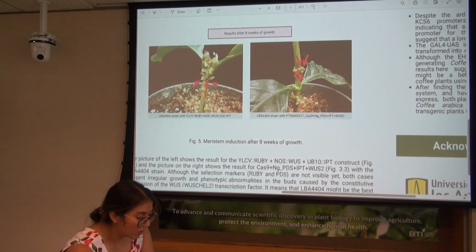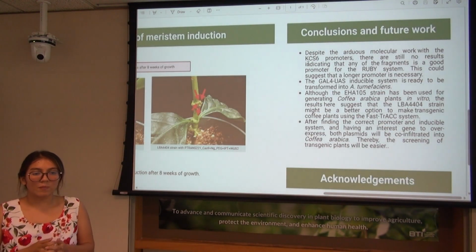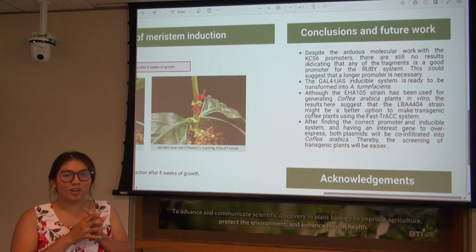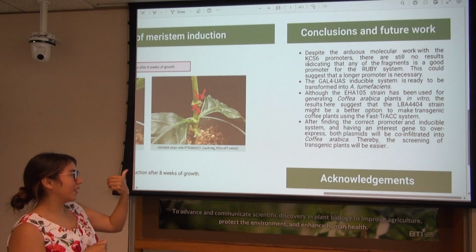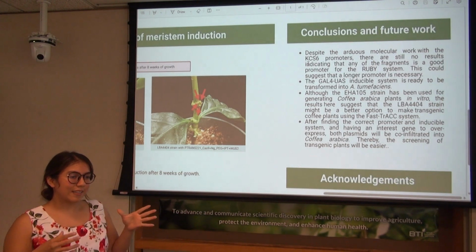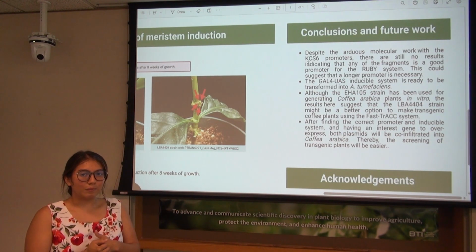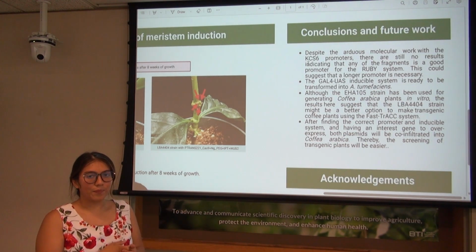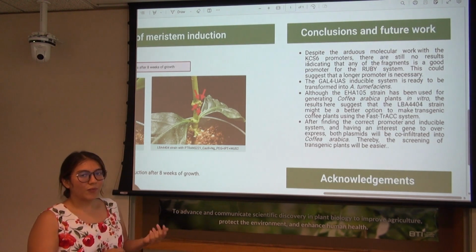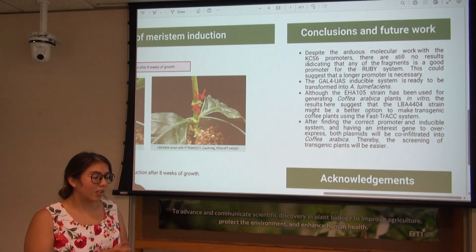So that was the work that we did this summer, and despite the arduous molecular work and doing this project, we were not able to see the results with using the KCS6 promoter. But it may also indicate that maybe the promoter is too short, so we need a longer promoter, because we were able to infiltrate the Nicotiana benthamiana plants with only 2 promoters, so it was the 750 and 1000. So probably with the longer promoters we can see the results.